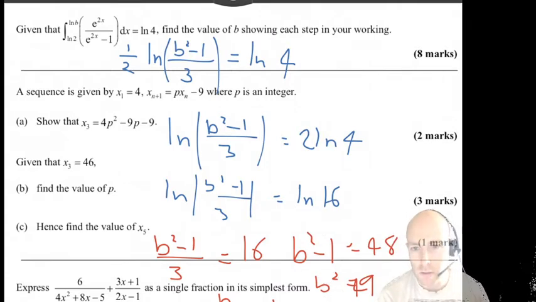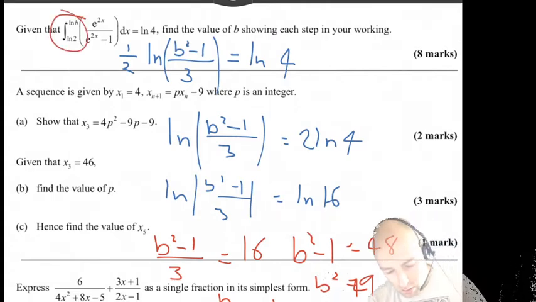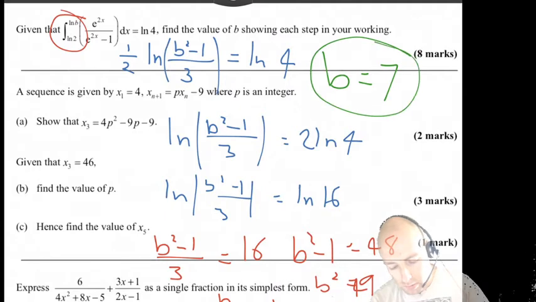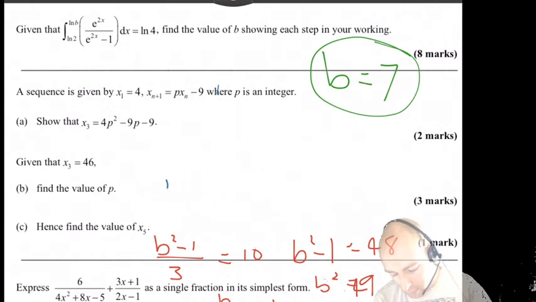Cool. And we know ln b was our limit. If you look back at the top, ln of minus 7 wouldn't work. So b has to equal 7. Cool. There you go. Not bad for 8 marks, really, as long as you can remember integration by recognition.